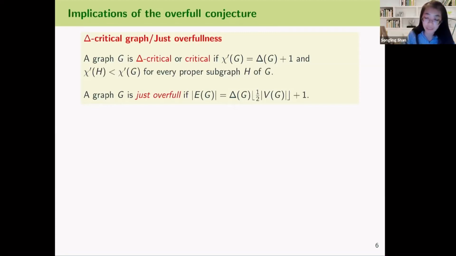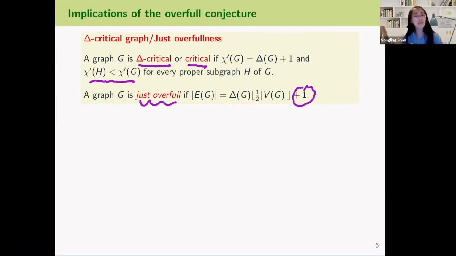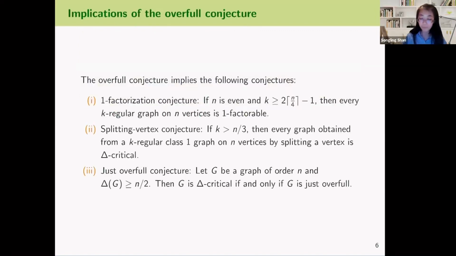The first concept is what we mean by a graph being delta critical, or simply critical. This just means the graph itself is a class 2 graph, and for any proper subgraph H of G, the chromatic index of H is smaller than the chromatic index of G. And we say a graph is just overfull if, when we take off exactly one edge, the graph is not overfull anymore. So that's just overfull. And the overfull conjecture implies the one factorization conjecture, which I already mentioned before.